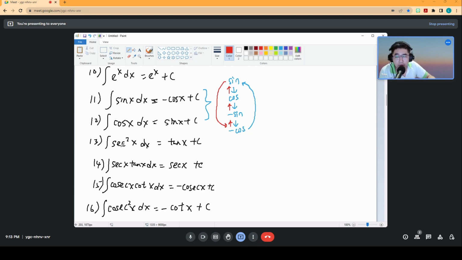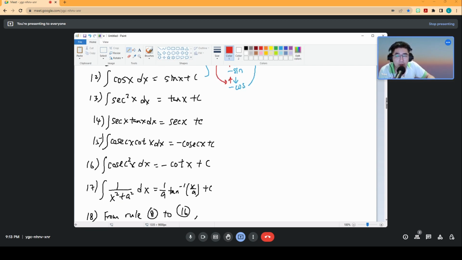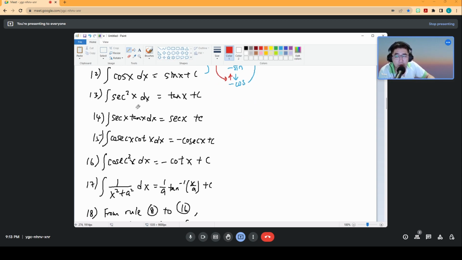Number 13, we know that differentiation of tangent goes to secant squared. So therefore integration of secant squared goes to tangent. Number 14, differentiation of secant goes to secant tangent. I hope that you still remember the proof of the differentiation. Over here, integration of secant tangent goes to secant.